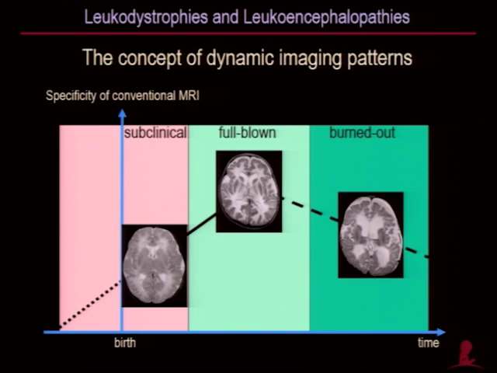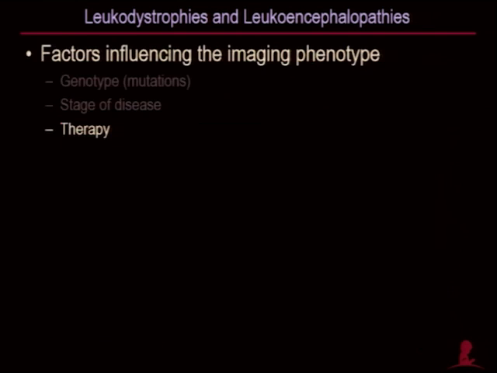Stage of the disease. Remember I told you these are dynamic conditions. So the imaging study may be totally normal at the beginning. Then you may get the full-blown imaging phenotypes, which you would want to put in a textbook. But in the burned-out phase, it may be, again, totally non-specific because everything is gone. So you have no diagnostic clue anymore. So that's, again, important, the concept of dynamic imaging patterns.